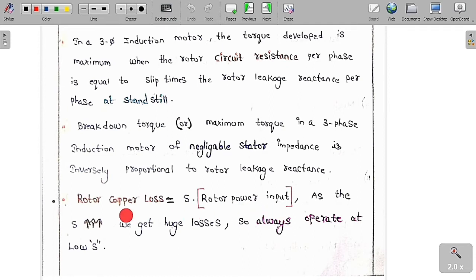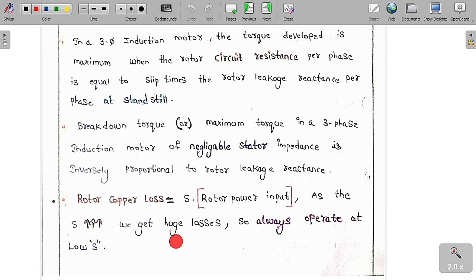I have already told you the rotor copper loss is equal to slip times the rotor power input. Another very important point: the rotor is made of lamination, so there are no core losses, only copper losses. Core loss is absent in the rotor because of the thick insulation. Because of this, the core losses are absent. Only copper losses are going to be present in the rotor. So rotor copper loss is equal to slip times the rotor power input.